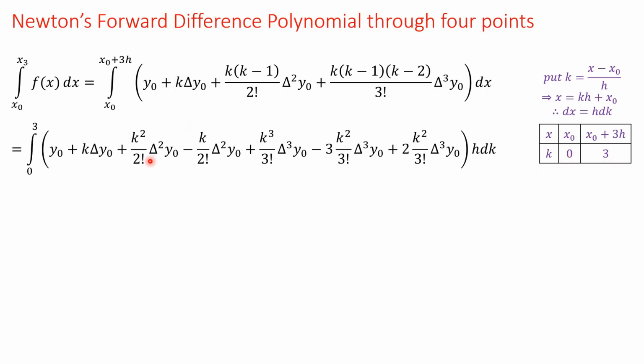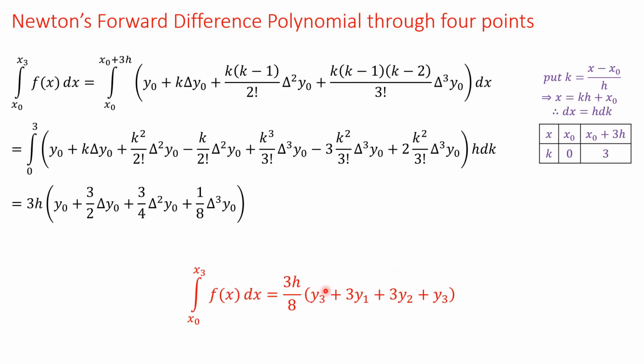So this integration will become integration from 0 to 3. Just open these bracketed terms, okay? We will get this term h dk. And after this integration, we will get this: integration from x0 to x3 of f of x dx is equal to 3h by 8 times (y0 plus 3y1 plus 3y2 plus y3). So we got this integration by using Newton's forward difference polynomial. We are approximating this function f of x by Newton's forward difference polynomial, so we get this value. So this is approximately equal to.